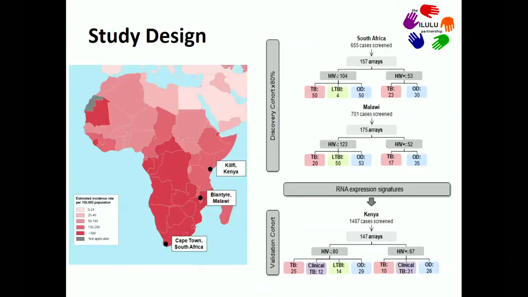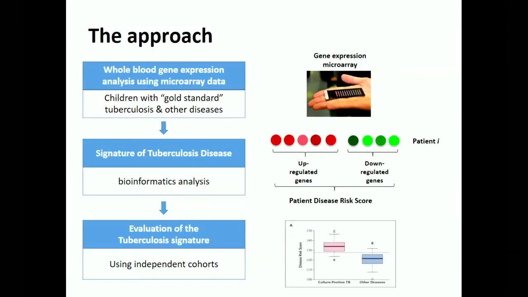So a little bit about the study design. The clinical teams recruited patients in 3 high-incidence countries: South Africa, Malawi, and Kenya. And we used the patients from South Africa and Malawi to discover our signatures, and then we applied them on a completely independent validation data set that we kept aside from the beginning in Kenya. And we only used the gold standard TB cases and other diseases, so we only used culture-confirmed patients to come up with the signatures of disease.